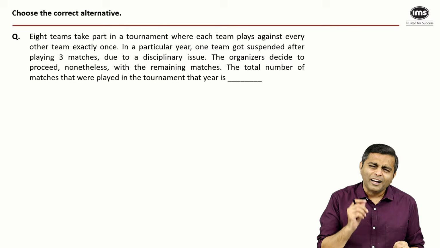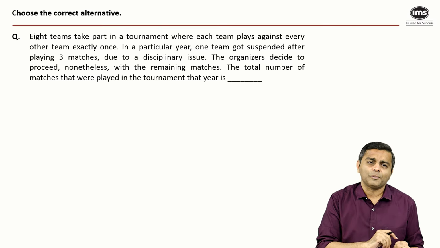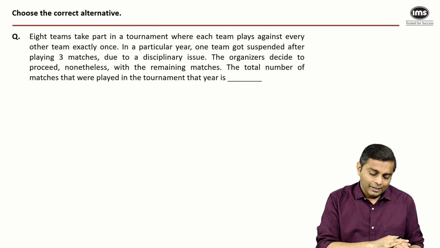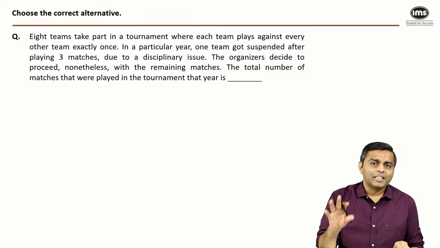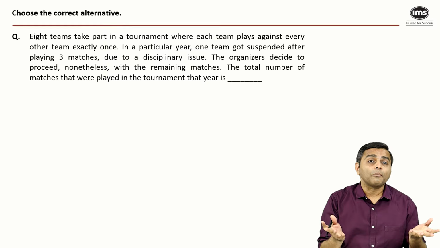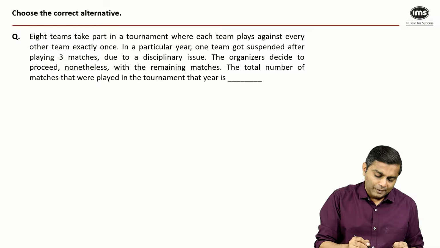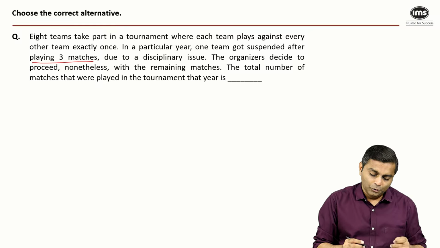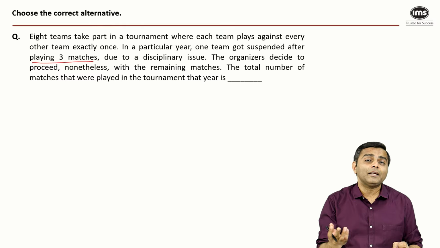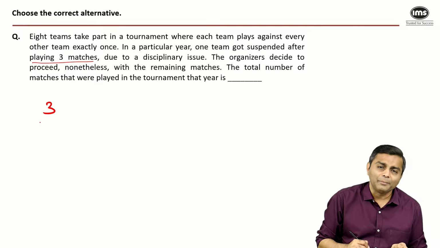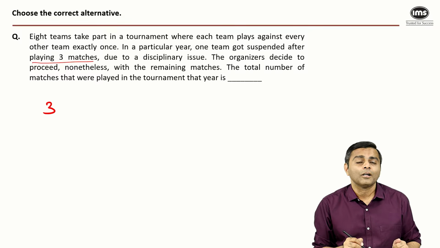Moving on to the next question. Again, a very, very simple PNC question, definitely category A. 8 teams take part in a tournament and everybody is playing with everybody else. So the total number of matches is as simple as 8C2. One team got suspended after playing 3 matches due to a disciplinary issue. So they played 3 matches and then did not play any other match.